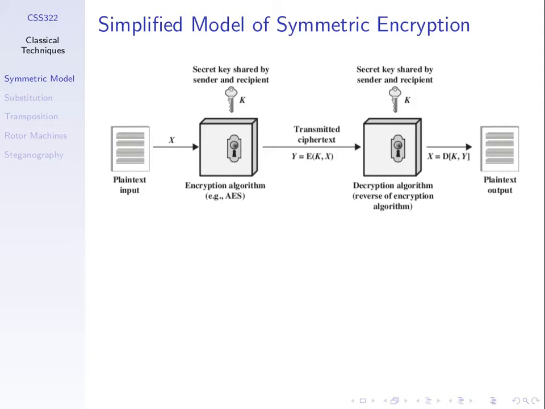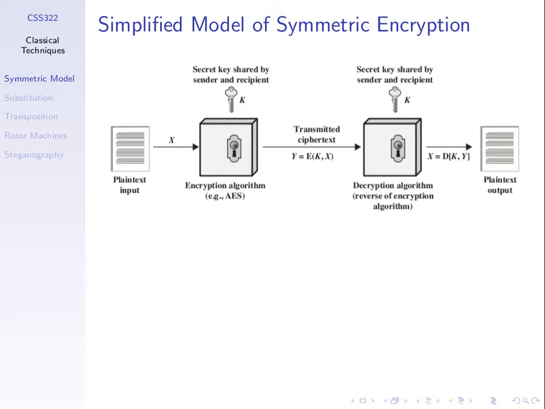The goal of the attacker is to find K and/or X, the plaintext. If the attacker can find the key, then they know the decryption algorithm, they know Y. If they also know the key K, then they can find X, because decrypting Y using key K gives us X, the plaintext.